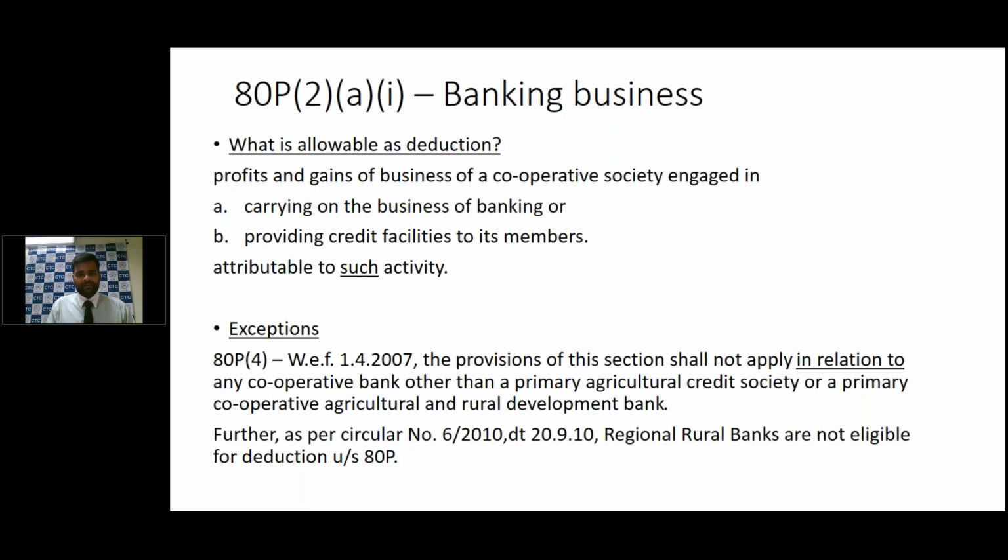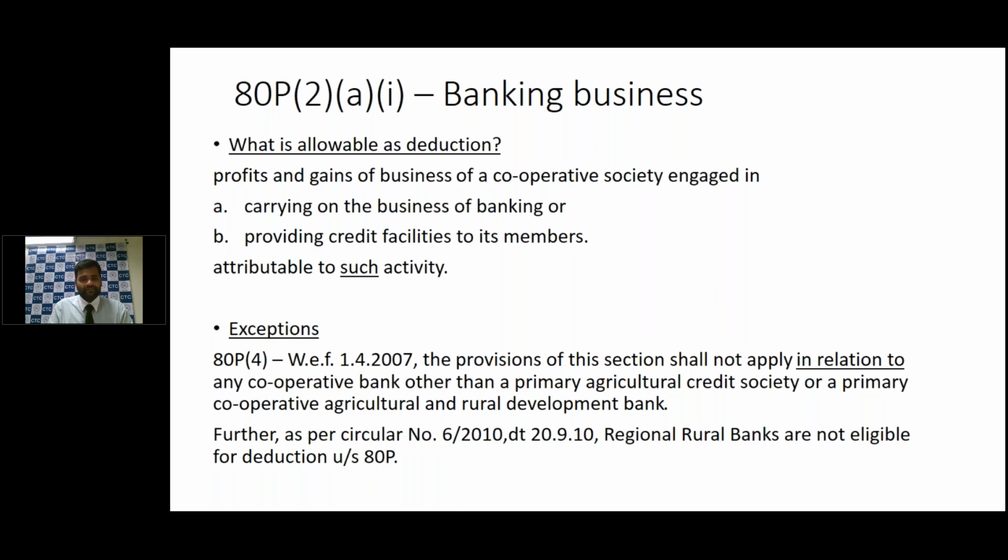this section 80P2A1 can be divided into two parts. One, profits and gains of business of cooperative society engaged in carrying on business of banking, and two, profits and gains of business of cooperative society engaged in providing credit facilities to its members. Supreme Court in case of Totgars 322 ITR held that 80P2A1 contains two elements of business. One is banking business and one is providing credit facility to its members. So if a society is engaged in banking business, it will fall under section 80P2A1, as well as if the society provides credit facilities to its members, may not be necessarily engaged in banking business, it shall again qualify for deduction under section 80P2A1. There is an exception in section 80P4 with effect from 1/4/2007.